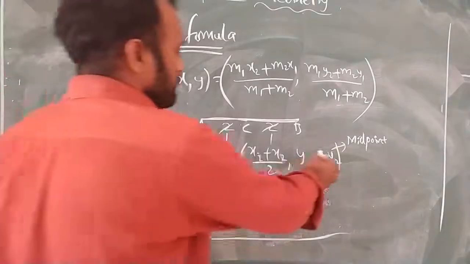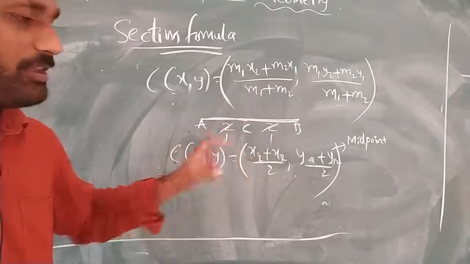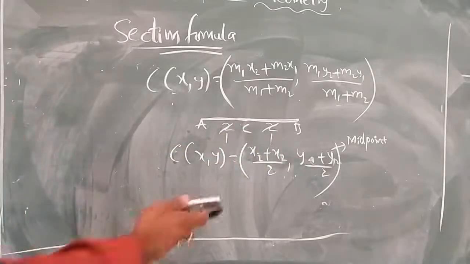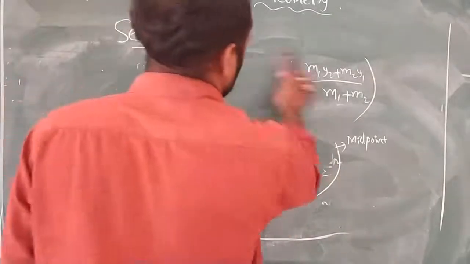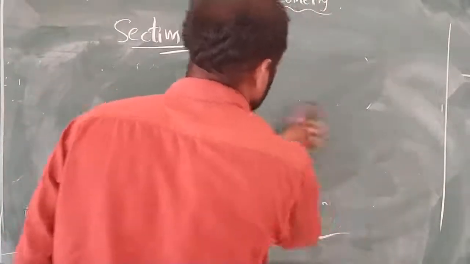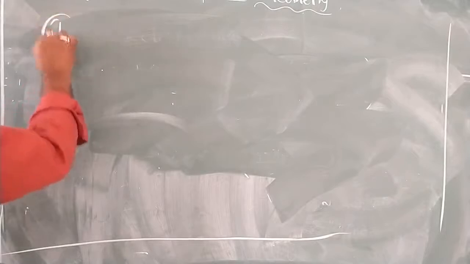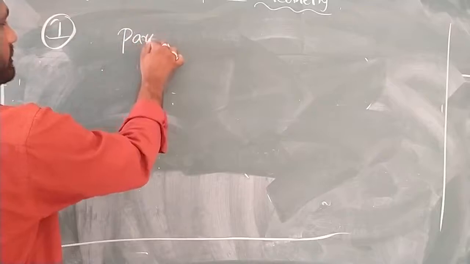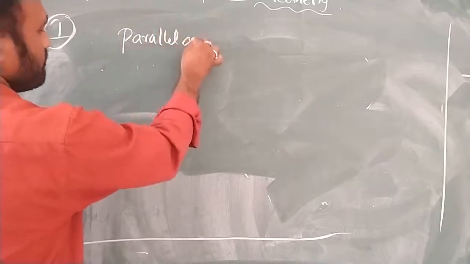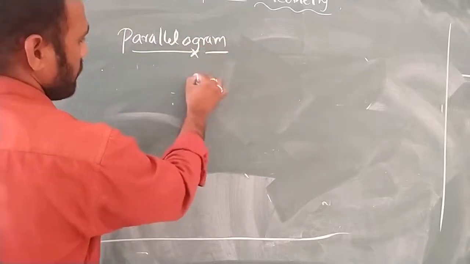Why are we calling it the midpoint? We use this midpoint formula when the ratio is the same. If the ratio is the same, then we have to use the midpoint formula. Okay. Let us see how this midpoint formula is applied. Observe one thing, that parallelogram. We'll perform one question based on this parallelogram.